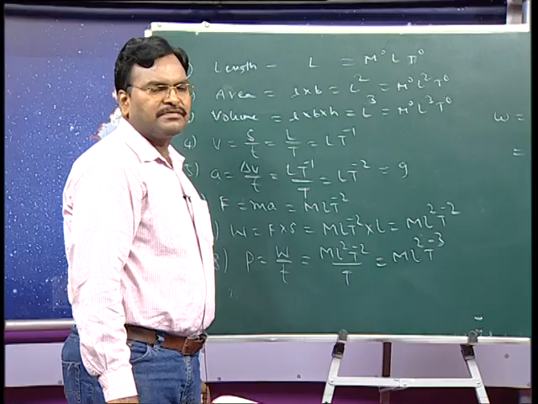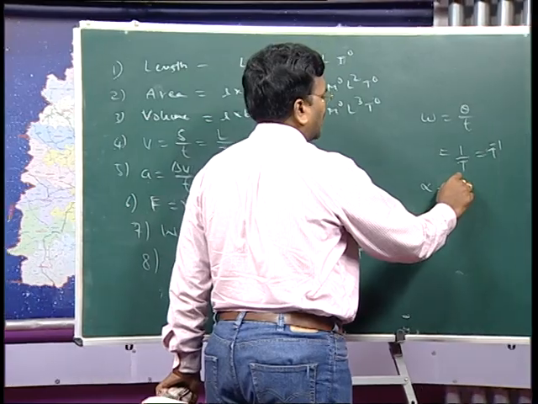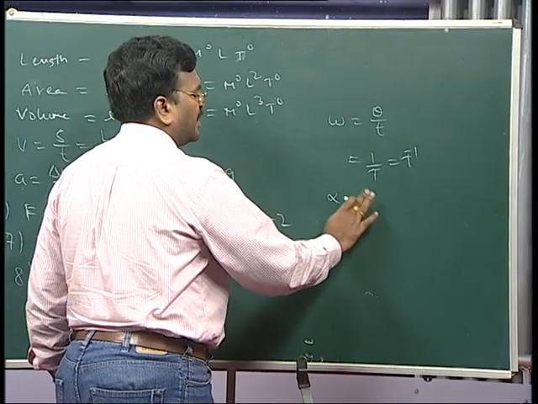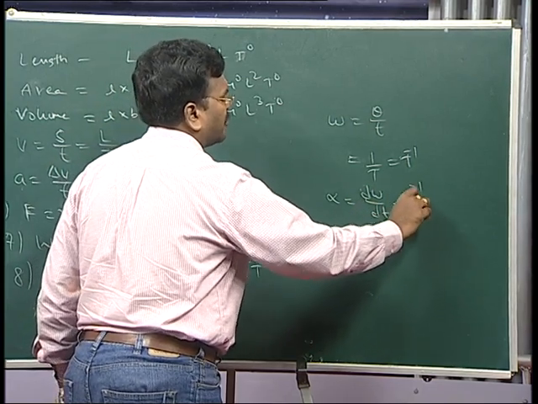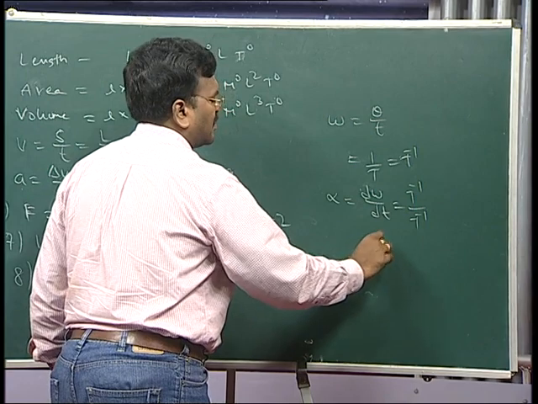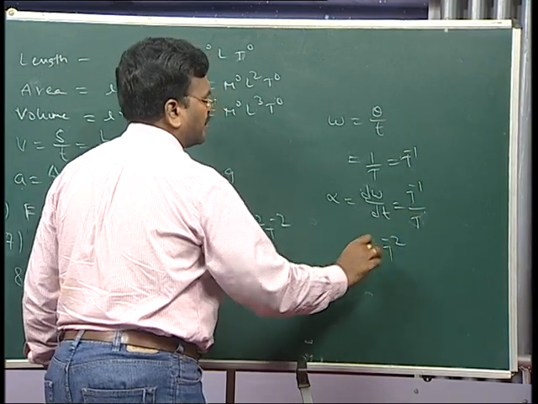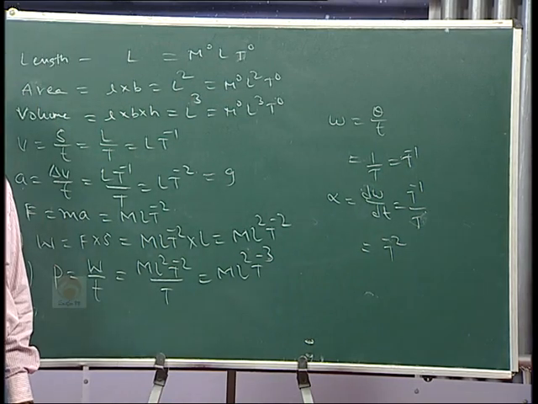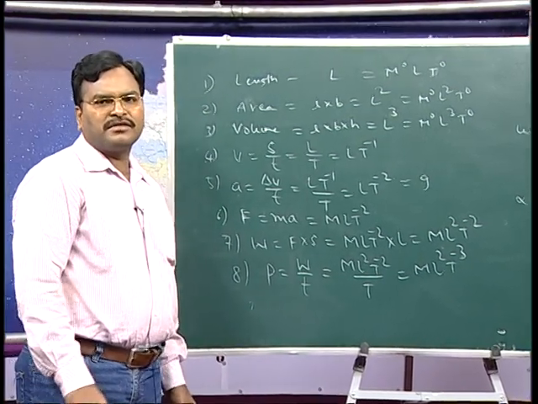Angular acceleration. Angular acceleration how much? Rate of change of angular velocity, d omega by dt. T power minus 1 by T. So what are we getting now? T power minus 2. This is the dimension formula for angular acceleration. So like that you learn all dimension formulas.